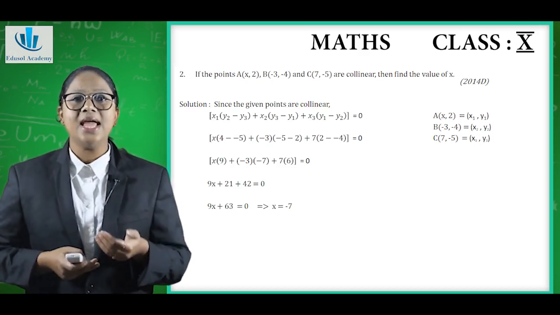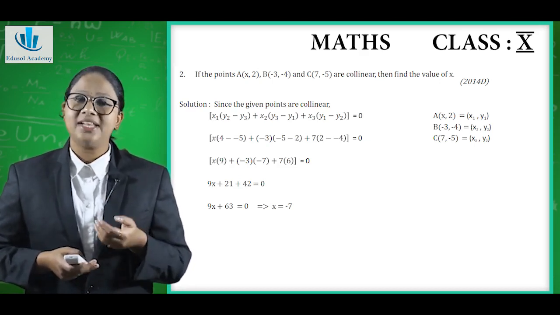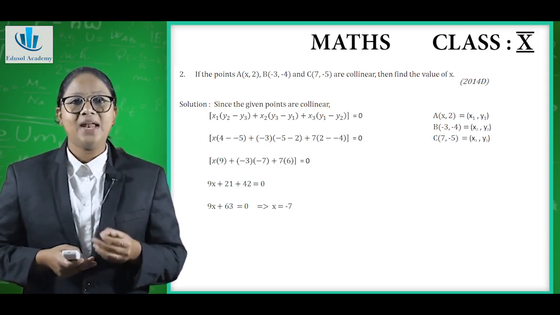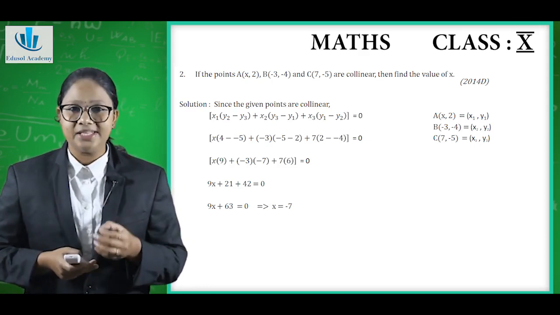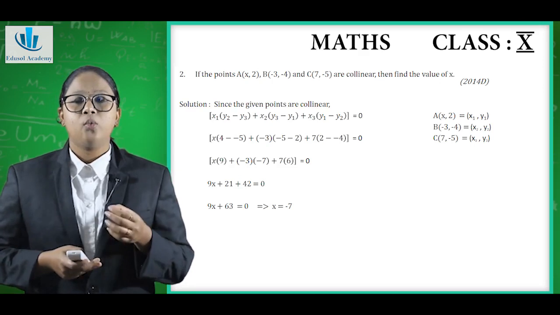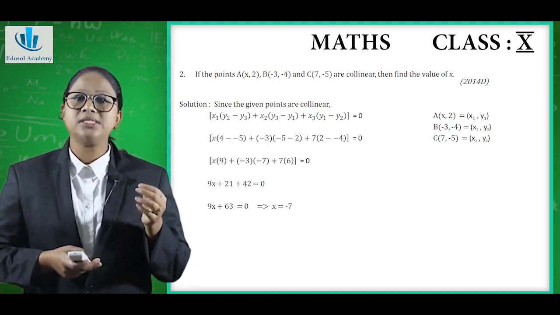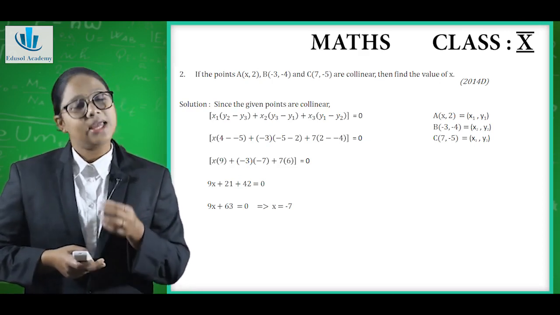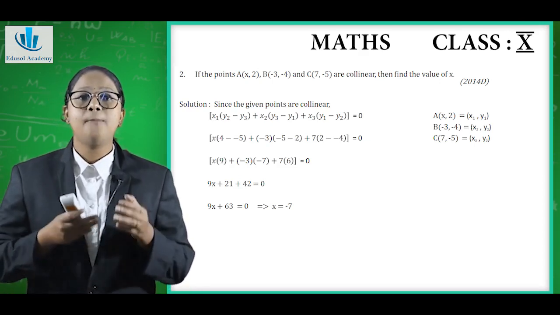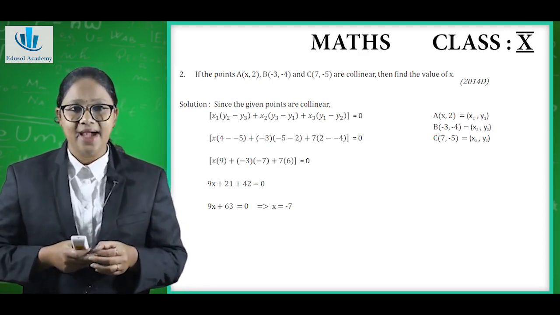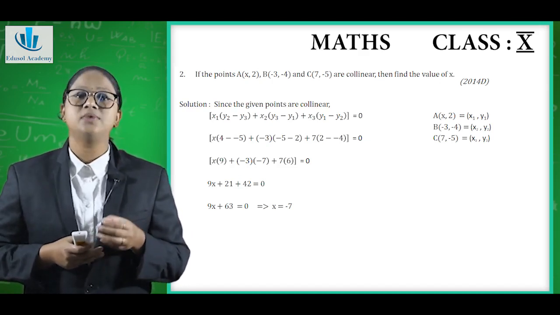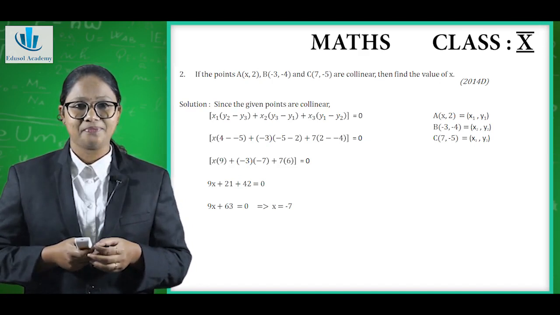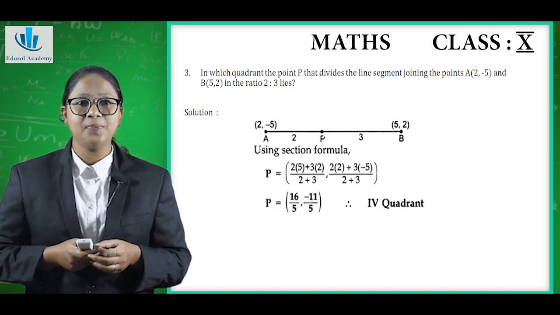So the equation x1 into (y2 minus y3) plus x2 into (y3 minus y1) plus x3 into (y1 minus y2) is equal to 0. We can substitute the points x1, y1, x2, y2 and x3, y3 and equate it to 0, and upon solving we will get the value of x as -7. So the unknown coordinate is -7. Moving on to the next question.